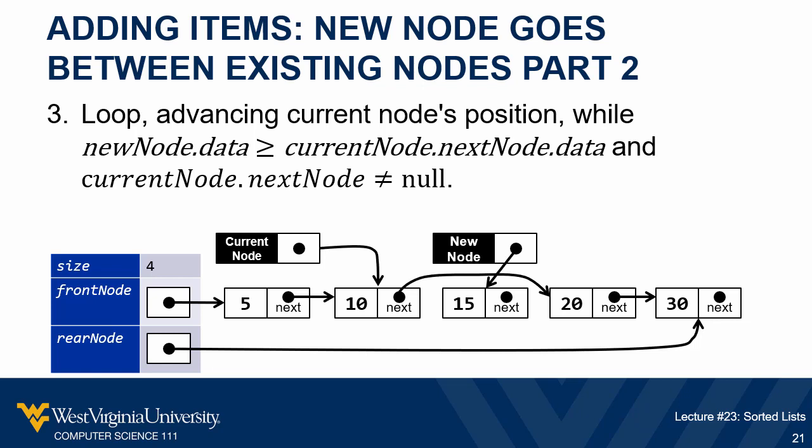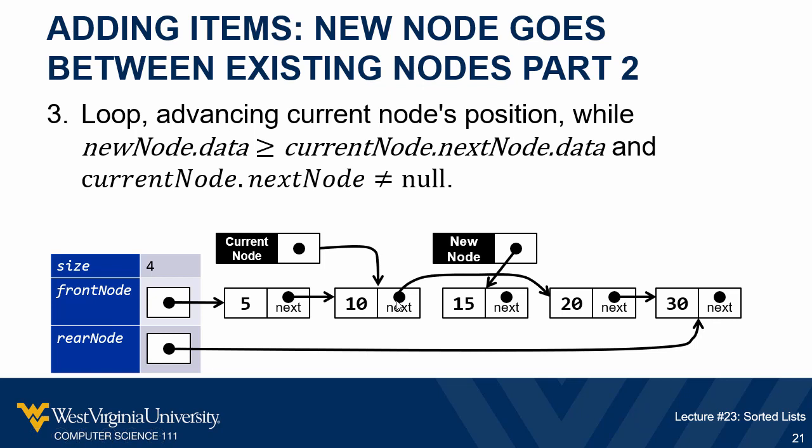The reason why I'm going through and comparing the value in my new node to the current node's next node has to do with the fact that we have a singly linked list here, so we can only go forward. If I overshoot the location where my new node needs to go, say if current node advanced up to 20, I've got no way of going back to update the next node field on the node that was back there before it.